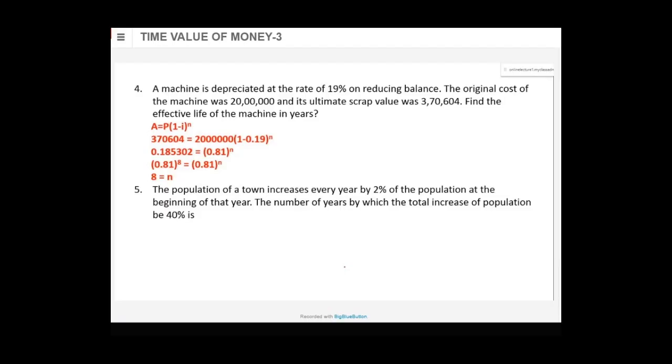Next sum. The population of a town increases every year by 2% of the population at the beginning of the year. The number of years by which total increase of population be 40%. Increase by 40%. Okay. Good. Tejal, good. Keep on participating. क्यों नहीं आ रहा था आंसर अभी तक? Now this.